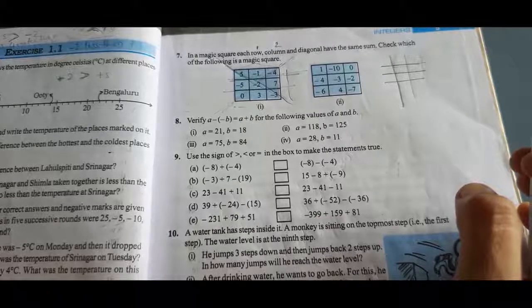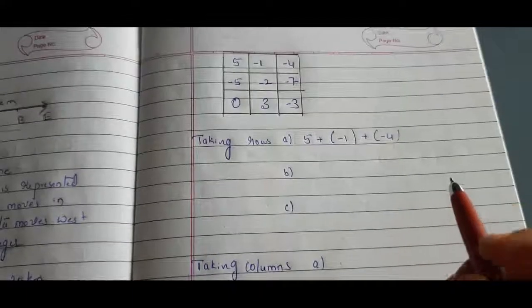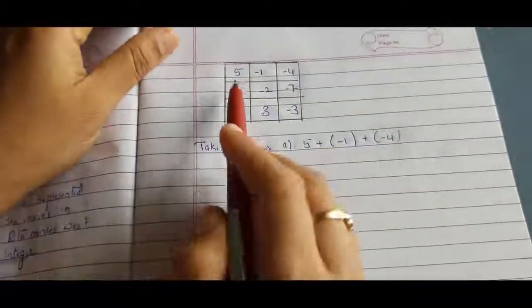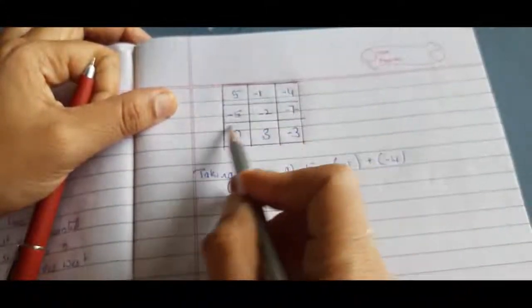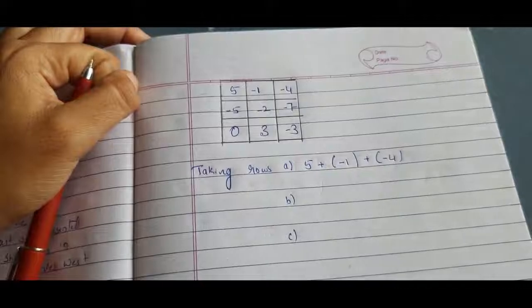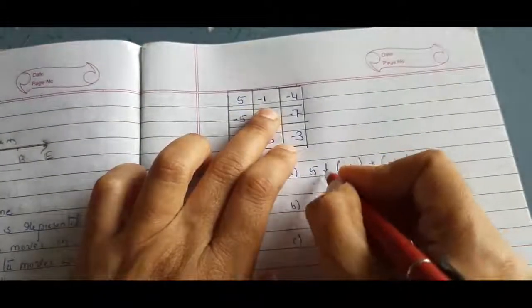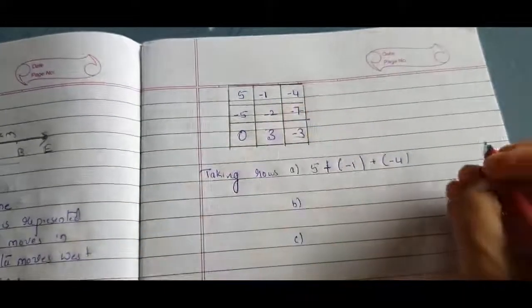Go with first question, first magic box. Let's take rows, first condition. First row, how many rows here? 3 rows: first row, second row, third row. First row, it is 5 plus minus 1 plus minus 4.